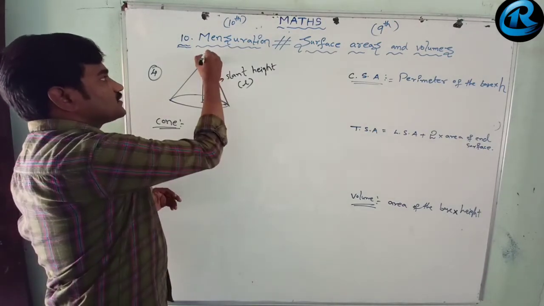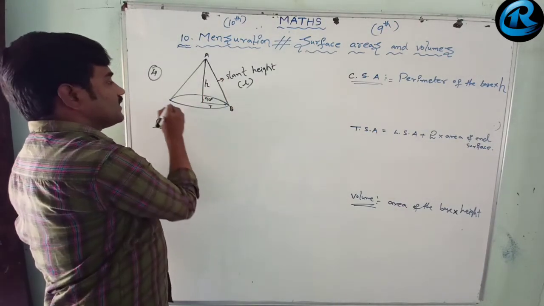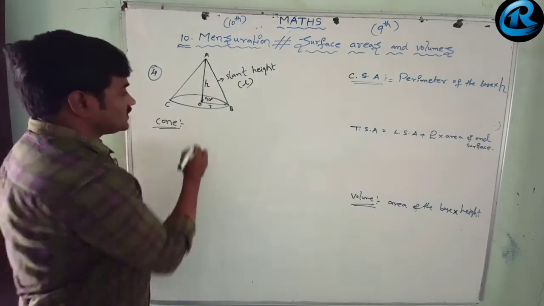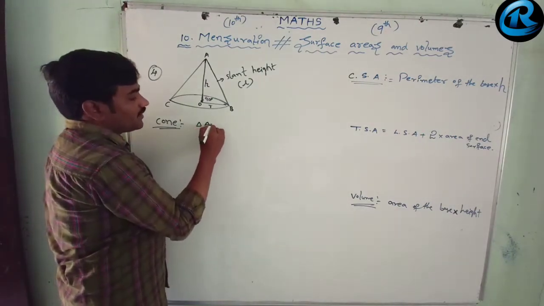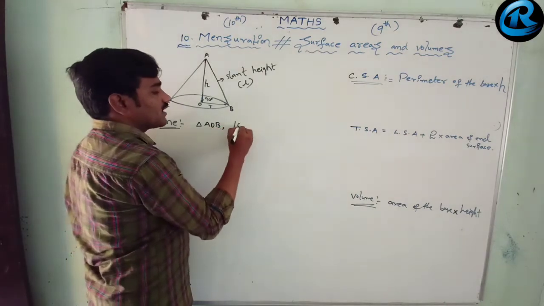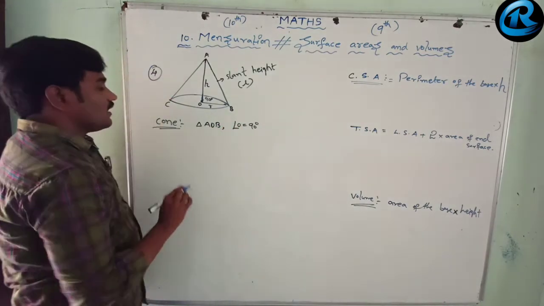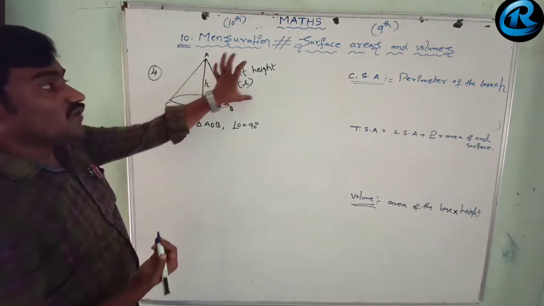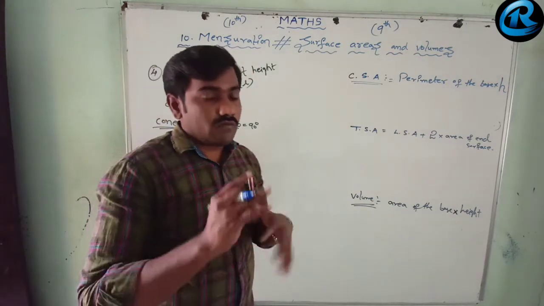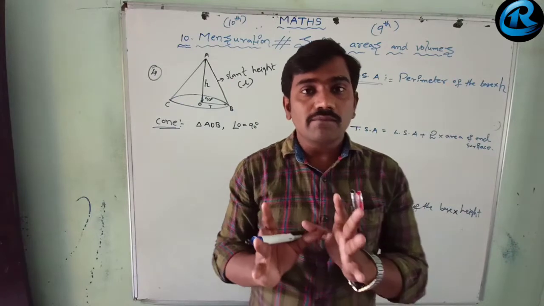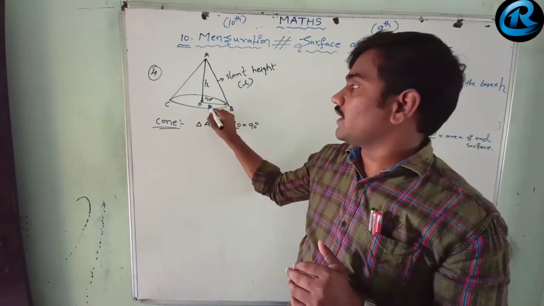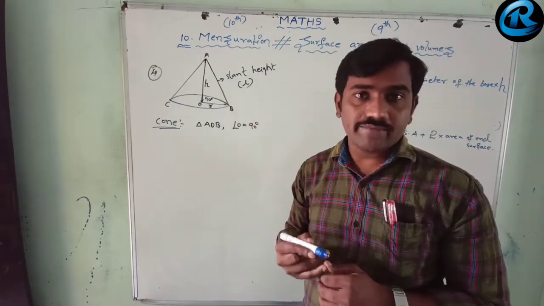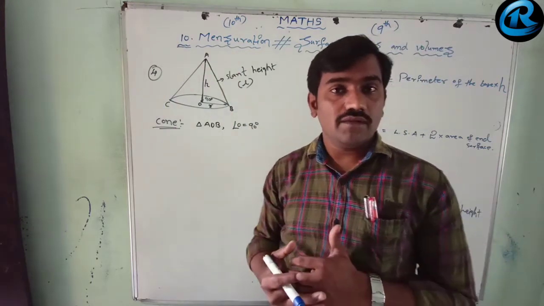So if you observe here, suppose I give you A and B and C, and it is O here. In triangle AOB, angle O equals 90 degrees. To find the slant height, in the case of a cone, sometimes they will give you the r value and h value, and they will ask you to find the L, the slant height.